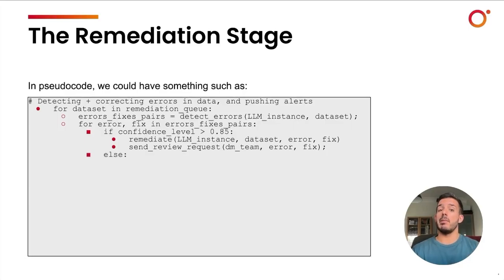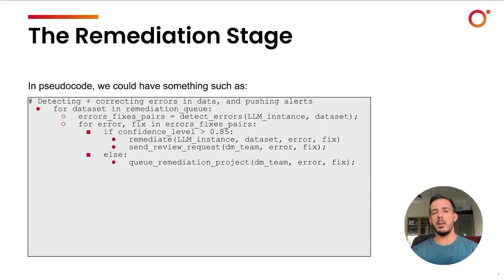And if the confidence level is not high enough, then you would queue the remediation project for the humans. In other words, if the LLM thinks that there is an error here, but it's not entirely sure, why not push it to the data management team just so that they can take a human look at it and gauge whether it's actually an error or whether it was just an LLM glitch.